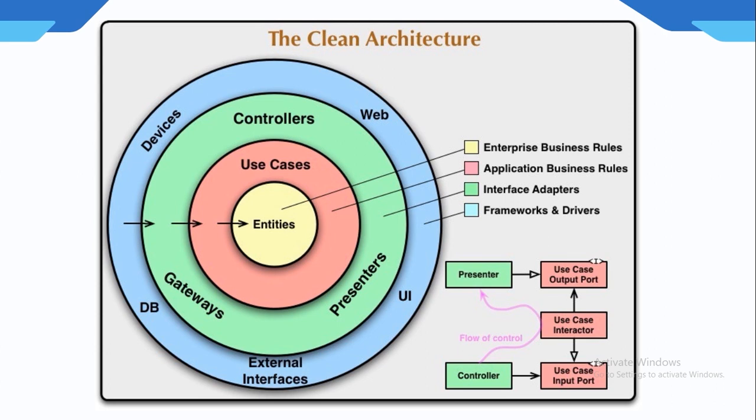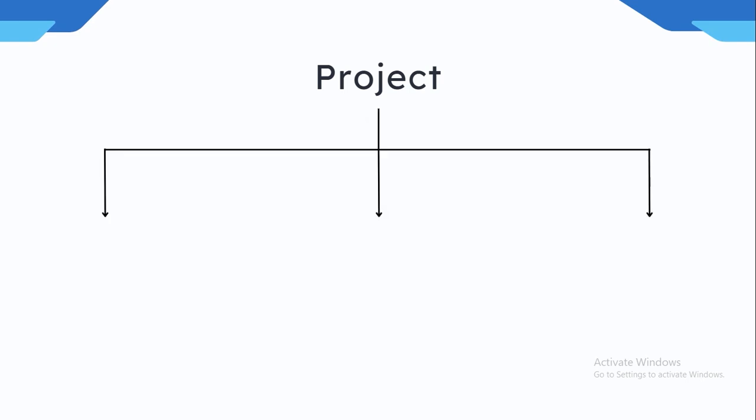Now let's take an understanding on clean architecture. Clean architecture is a software design philosophy that aims to create scalable, maintainable, and testable code. It separates an application's code into distinct layers, each with a specific responsibility, making the code easier to understand, maintain, and test. In clean architecture, we separate our whole application's code into three layers.